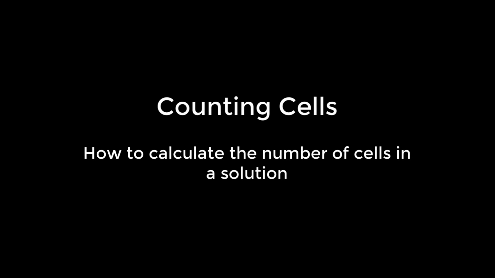In this video we're going to look at how to calculate the number of cells in a solution using a hemocytometer. Now the question is set up as follows. We have a hemocytometer with a depth of 0.1 millimeters and the central square is 1 millimeter by 1 millimeter, and this has been divided into 25 smaller squares.